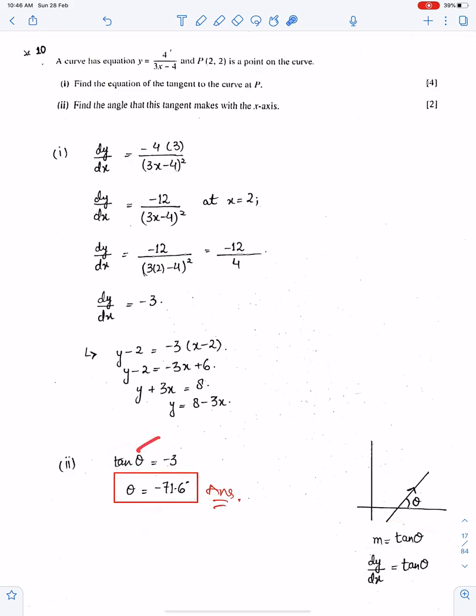See, tan theta is minus 3. They said find the angle of this tangent, and the gradient of this tangent is minus 3. So by taking the inverse of tan, we can get the answer. Since we are finding the general angle, consider the negative sign while inversing, meaning you should write tan inverse of negative 3. The answer is minus 71.6.